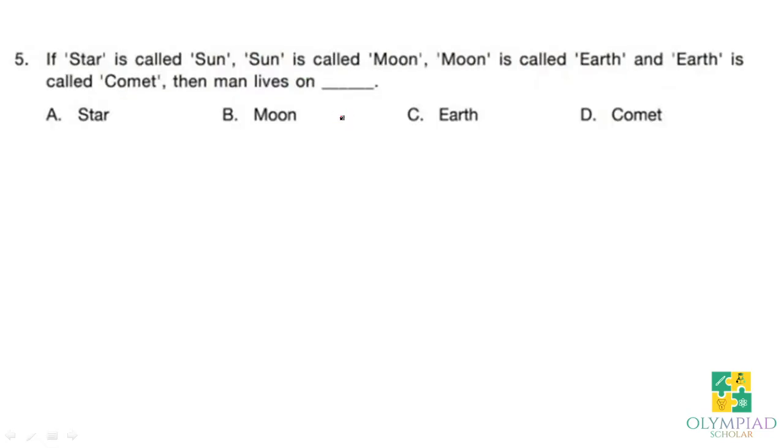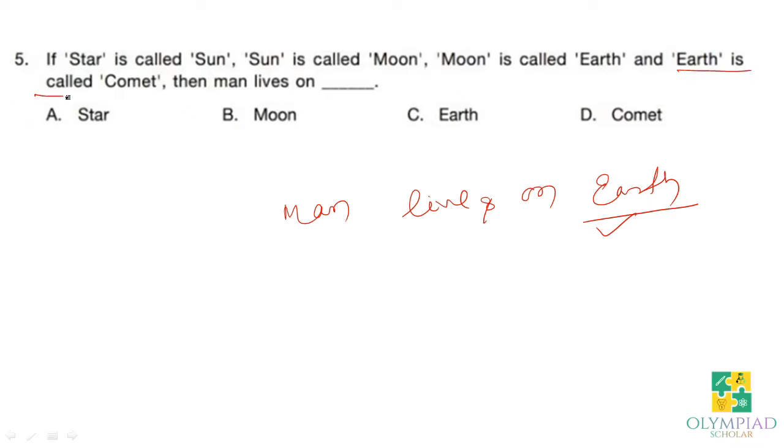The next question is, if star is called sun, sun is called moon, moon is called earth, and earth is called comet, then man lives on dash. You clearly know the answer, man lives on earth. But here you cannot choose the option earth, which is C, because the earth is not called earth, it is called something else. Here it is written that the earth is called comet.